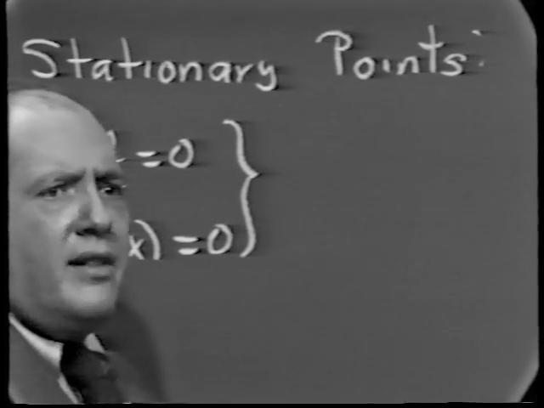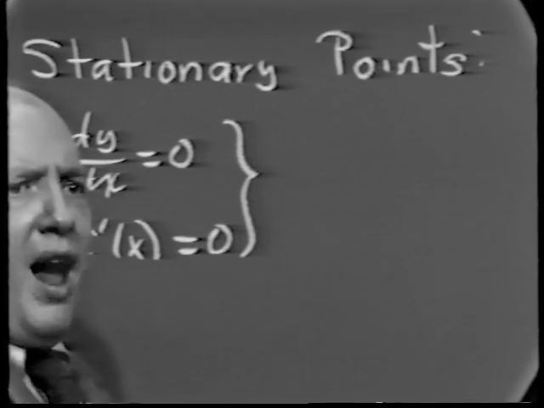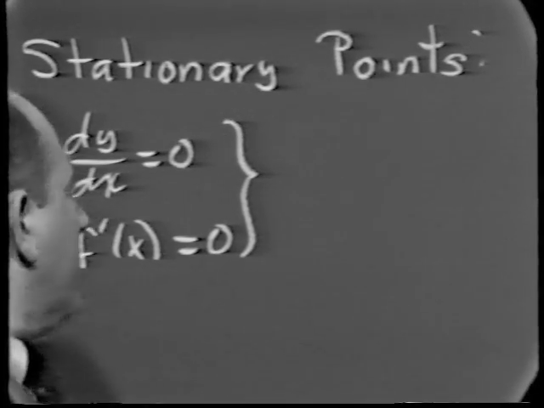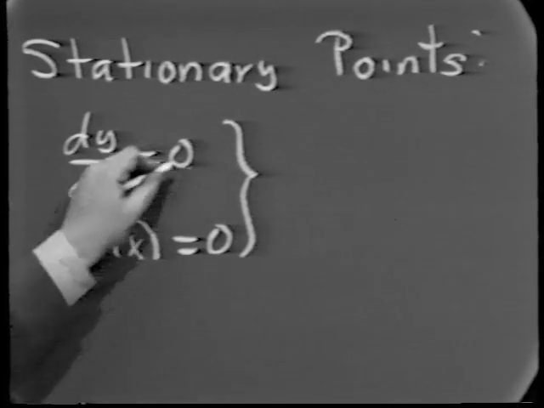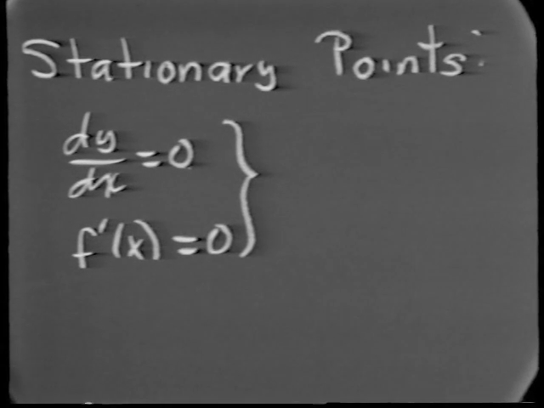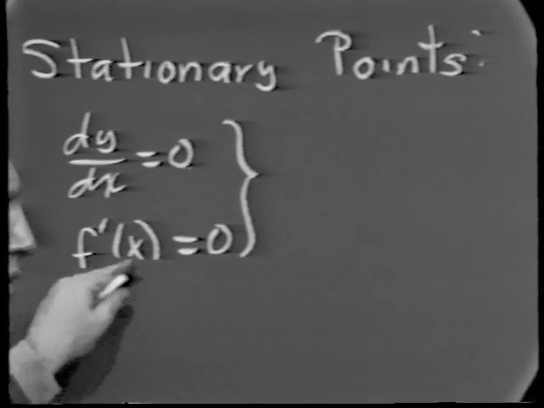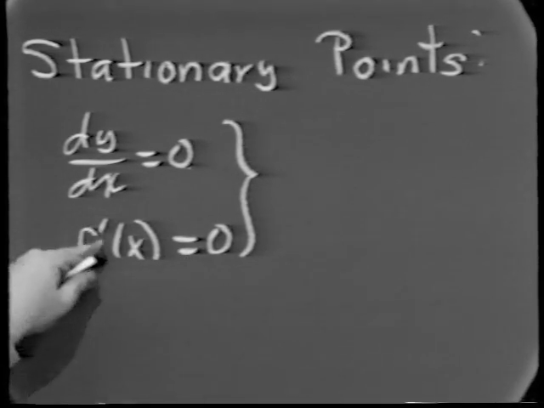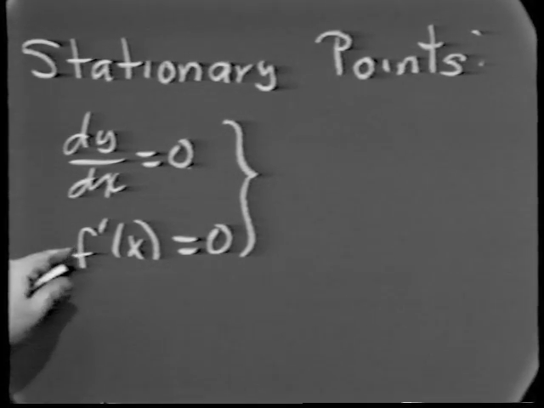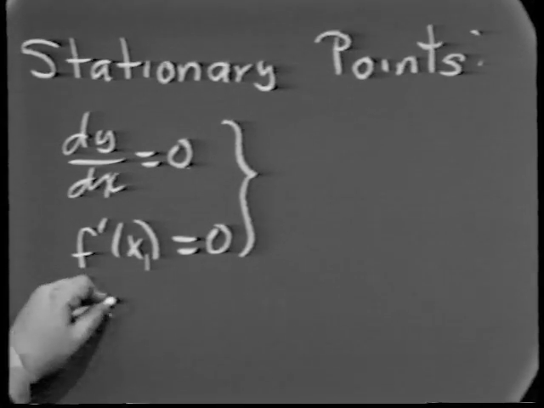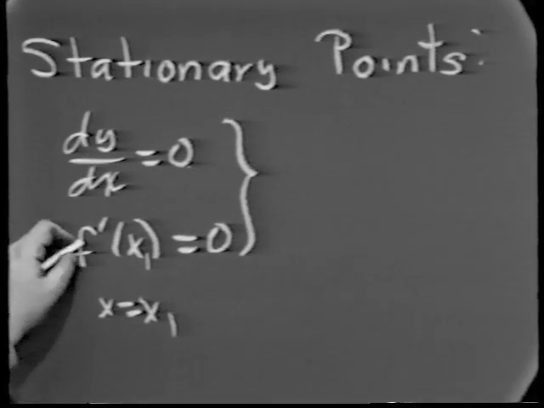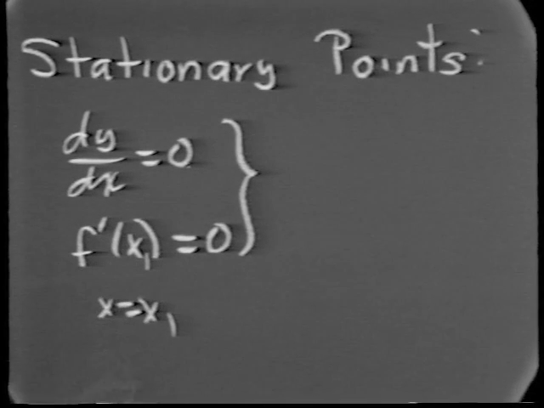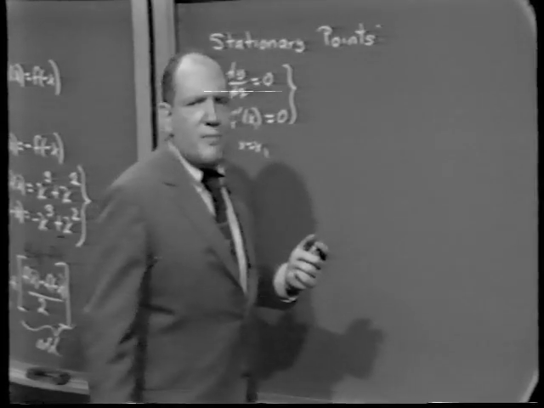A stationary point is a point at which the curve is neither rising nor falling. In other words, if the curve happens to be smooth, it's characterized by the fact that dy/dx is 0 at such a point. In terms of the language of functions, to say that the curve is smooth means that the function is differentiable, and what we're saying is that to be stationary at x equals x1, it must be that f prime of x1 equals 0. And the importance of stationary points can be seen in terms of a physical interpretation.